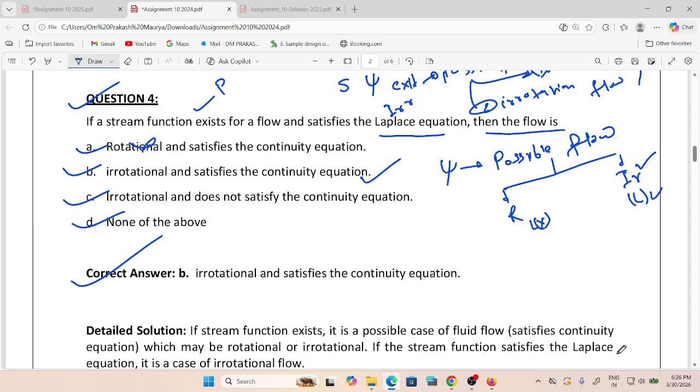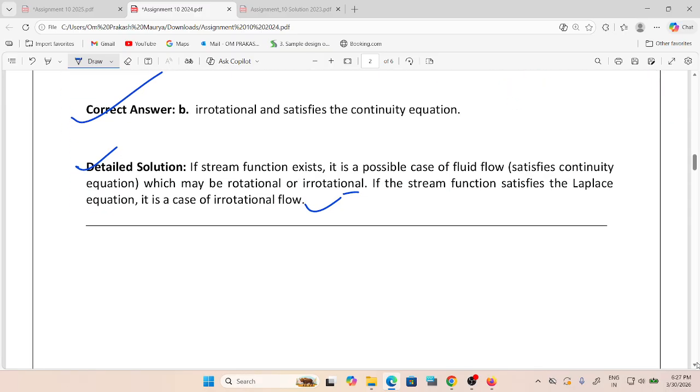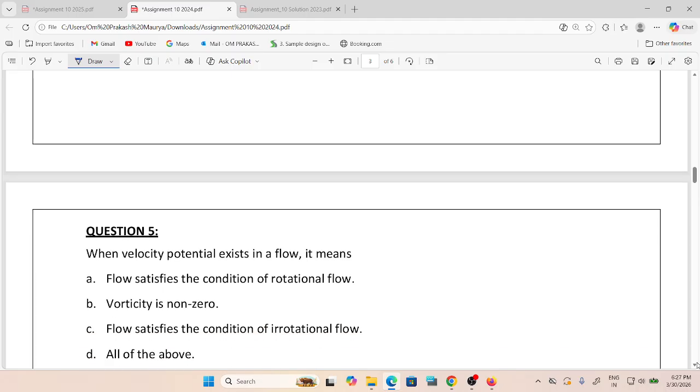Now we'll move on to the next one. The detailed solution. If a stream function exists, it is a possible case of fluid flow satisfying the continuity equation, and which may be rotational or irrotational. If the stream function satisfies the Laplace equation, it is a case of irrotational flow. Remember. So for checking irrotational, you have the criterion of Laplace.